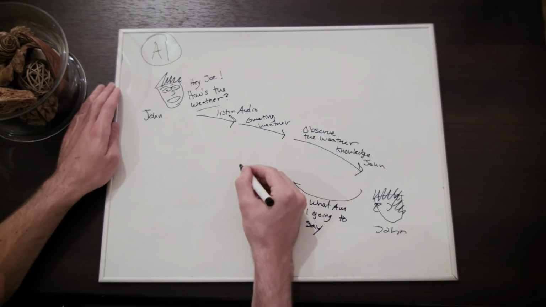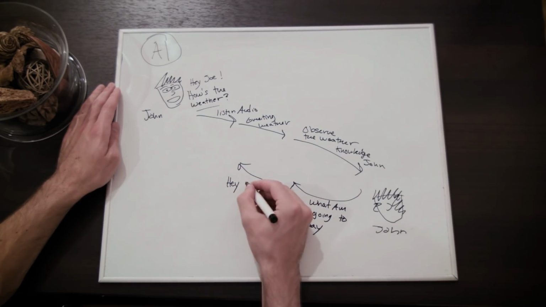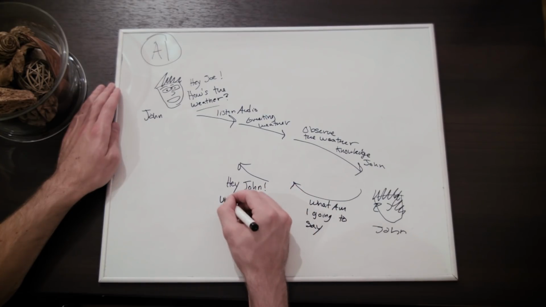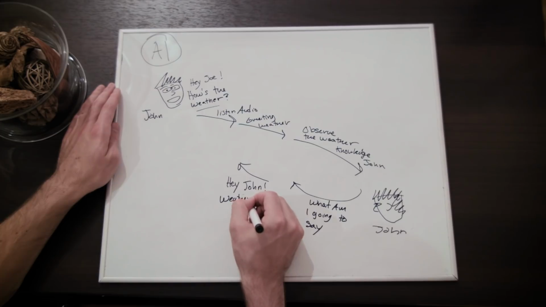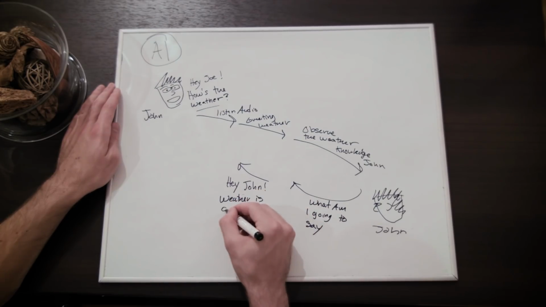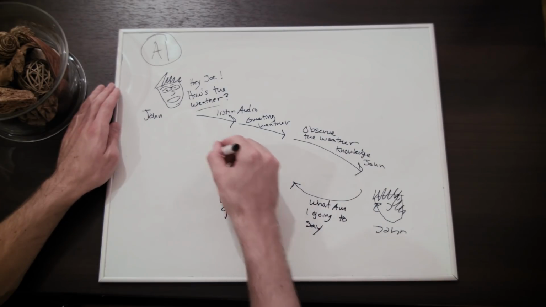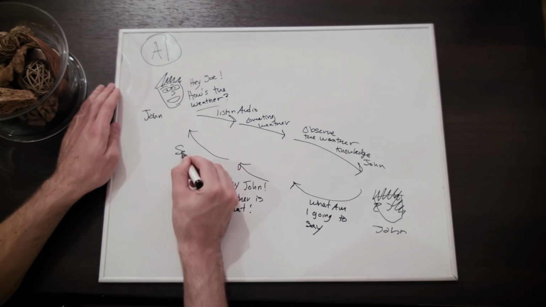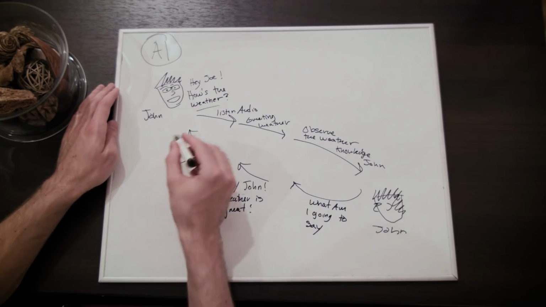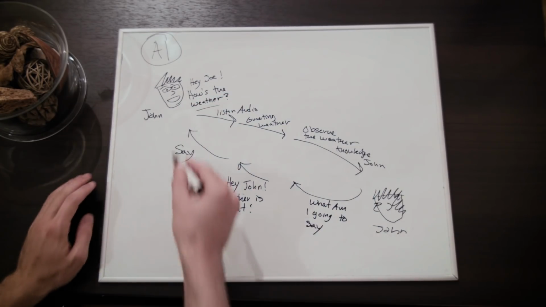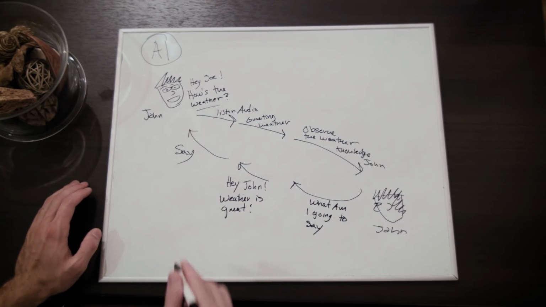So maybe he says, "Hey John, weather is great." And then he actually has to say what he just thought. And then John would hear this, and this loop would happen all over again with whatever John wants to say.